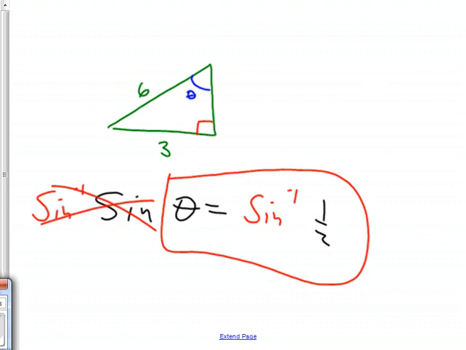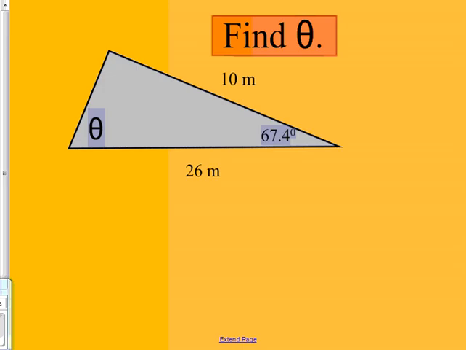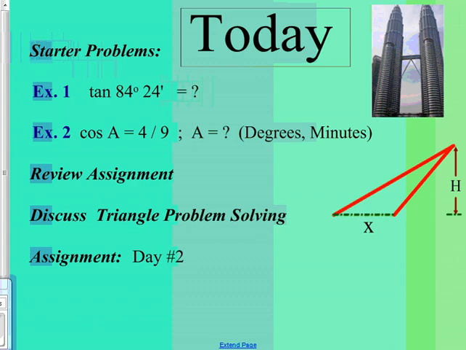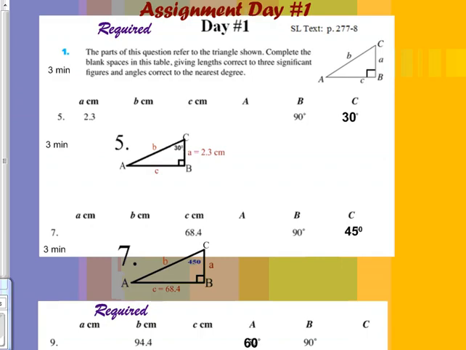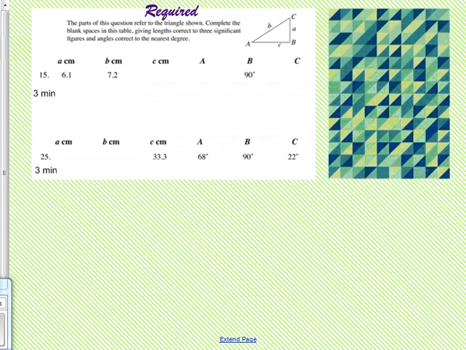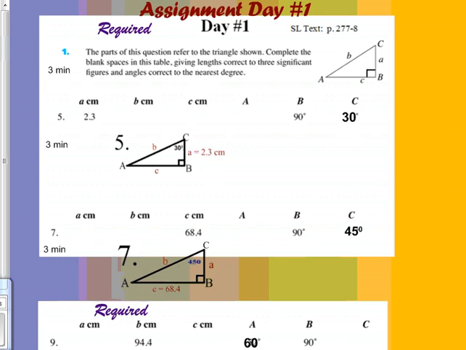Okay, good. All right. So, your homework for tonight. I'll show you where it is. This is our day 2 stuff. There we go. Right there. It's the first thing that says assignment day 1. Okay.